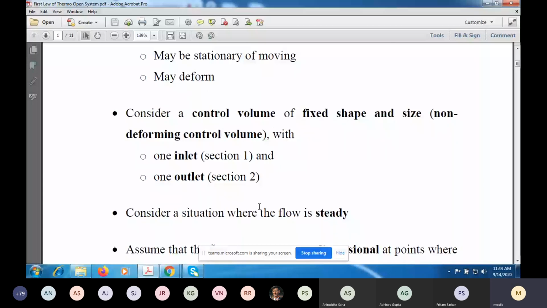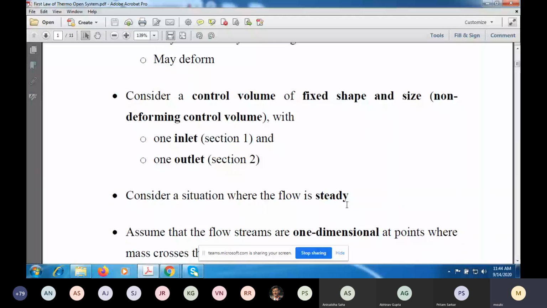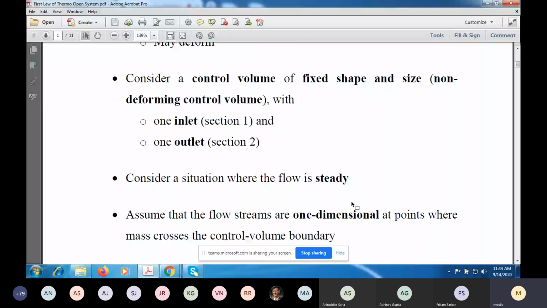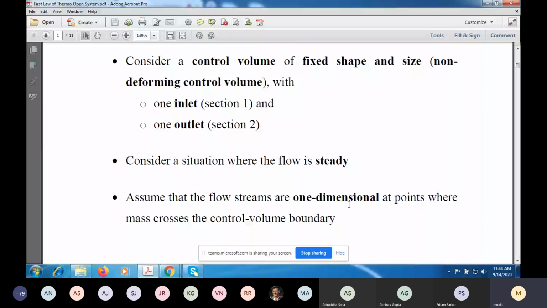Now we'll consider a case where the flow is steady. And of course, right now I'm not introducing a moving coordinate system. So it's just a stationary coordinate system. And for simplicity, we'll assume that the flow streams are one-dimensional at points where mass crosses the control volume boundary.